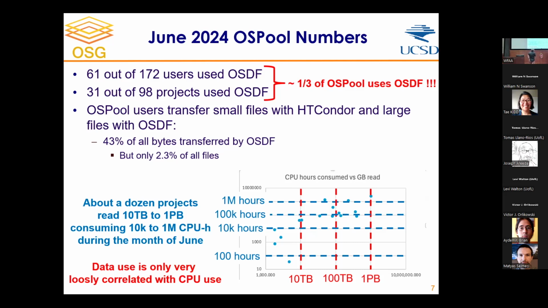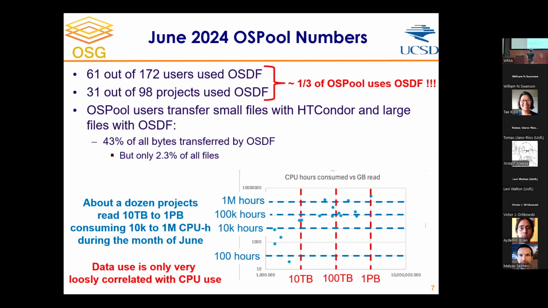Then if you dig down, what are they actually doing? It turns out that OS pool users transfer small files with Condor and large files with OSDF. Why am I saying this? I'm saying this because only 2.3% of all file movement is done with the OSDF. 97.7%, I guess, of the file movement is actually still done with Condor for OS pool. So that's a striking statement, right?